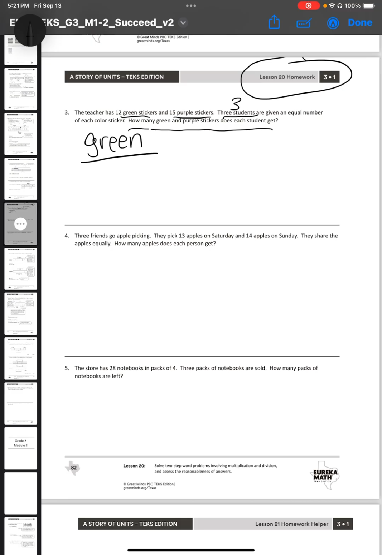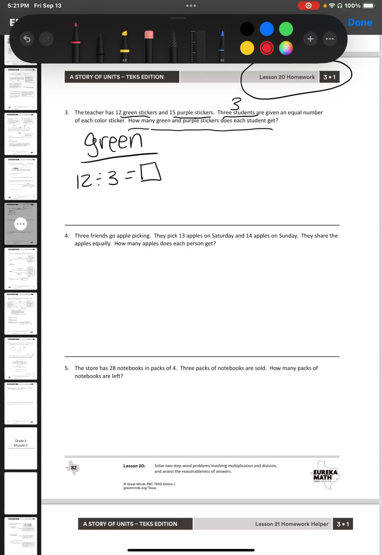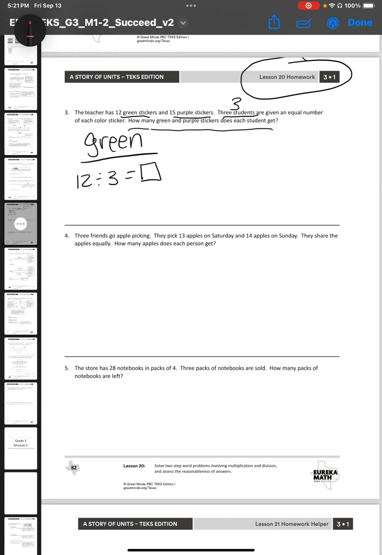There are 12 green stickers being divided into 3 groups given to 3 students. The students are our groups, and they're sharing them equally. I need to know how many stickers each person gets. There's the division sentence that matches that. So often solving division problems is easier if we flip this into multiplication, because they are inverse operations, they undo each other.